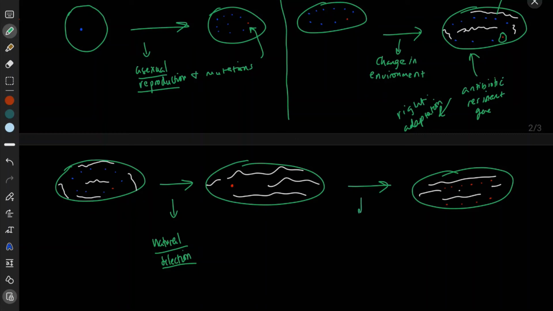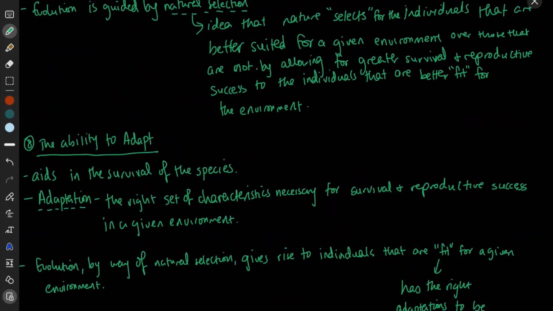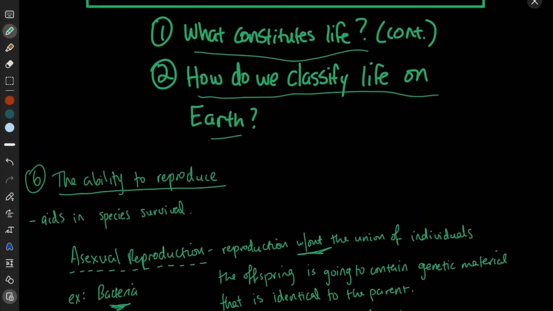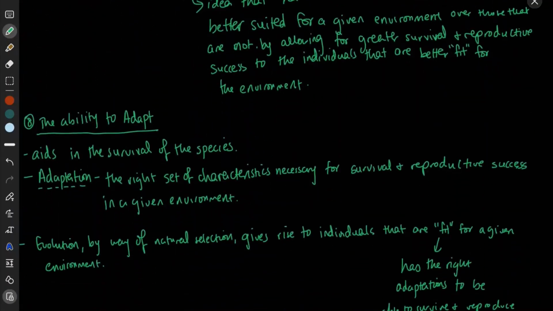Again, you undergo another 10 cycles, say, of asexual reproduction. You're going to end up now having a colony, or all the colonies, containing only that antibiotic resistant gene. You're not going to have any individuals that don't have that gene, because the environment forces selection pressures, which results in only the individuals that are better fit for the environment to have survival and reproductive success. So that hopefully illustrates all of these remaining 3 characteristics that we discussed earlier in this video: again, the ability to reproduce, the ability to evolve, and the ability to adapt.